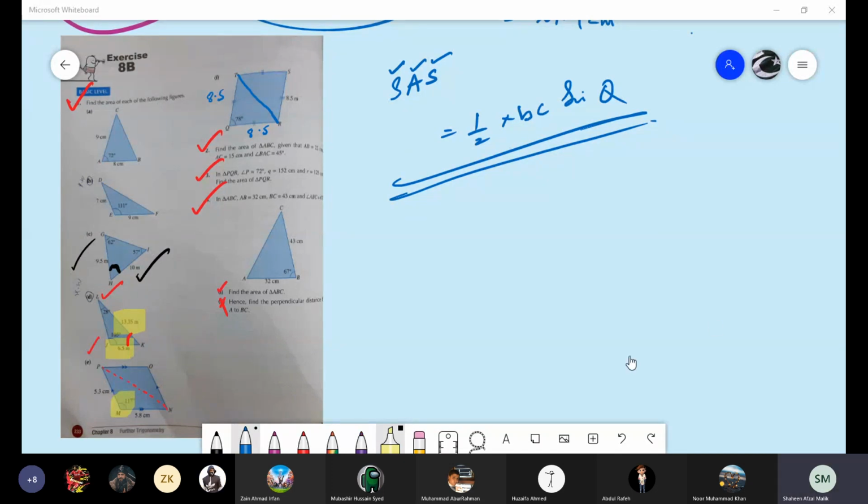Okay. So now question number 2. Look at question number 2. Very easy question. Ma'am, can you tell the answer of the F part? 70.7. Okay. Yes, Abdul Rahman.